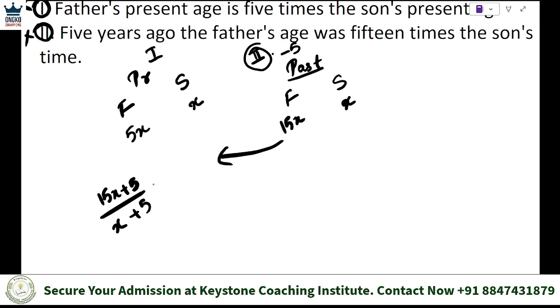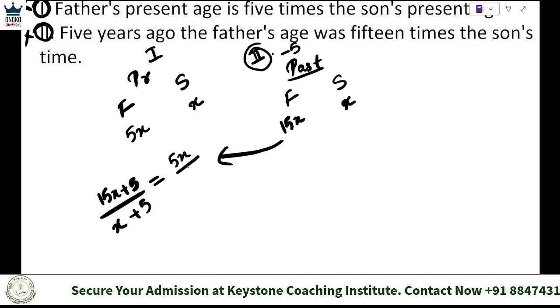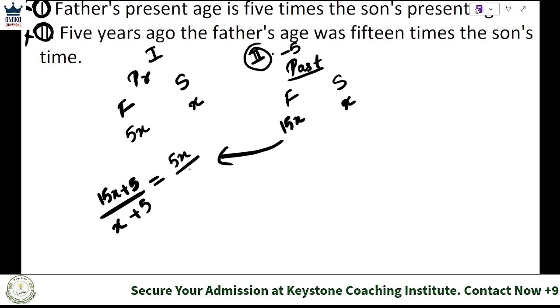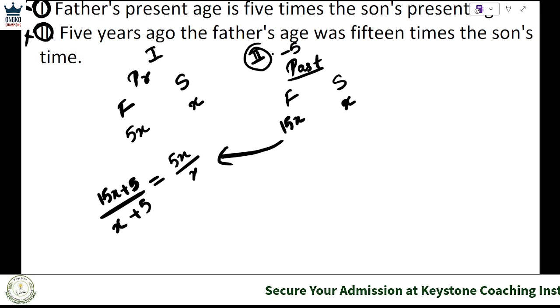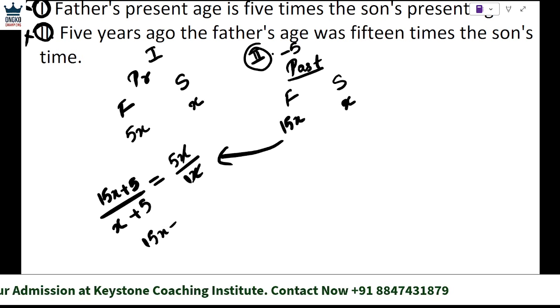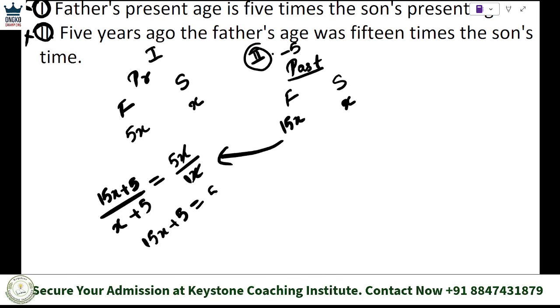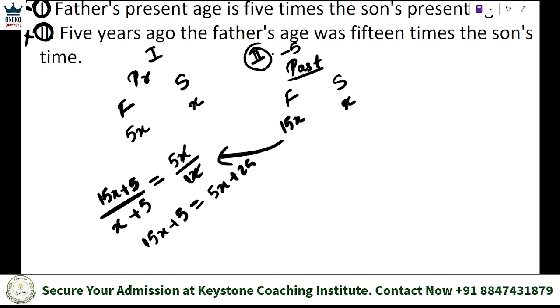Yes, 5 years old is equal to the present age ratio. The ratio is 5x by x, the present age is 5 times, so 5x by x. So here cancel. Cross multiply: 1 into 15x plus 5 is equal to 5 into x, which gives us 5x plus 5 is 25.